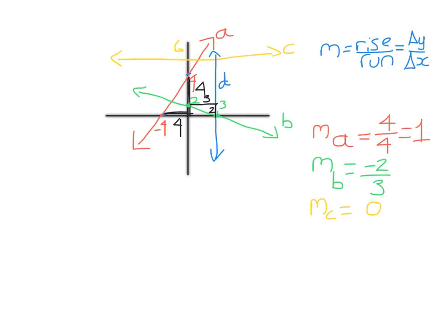What about the gradient of line D? Well, here, there is a rise, we are going up, but the run is 0. When the run is 0, you are taking a number and dividing by 0. You can't do that. That's why the gradient of any line that's perfectly vertical is undefined, because the run is 0, so the gradient would be something divided by 0.